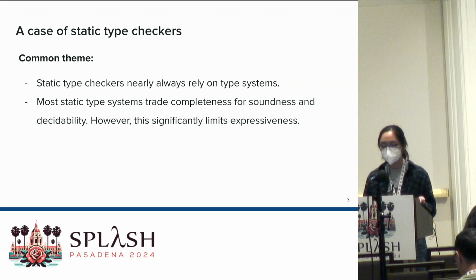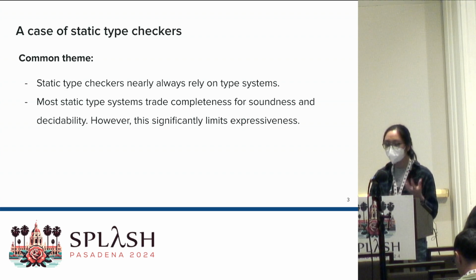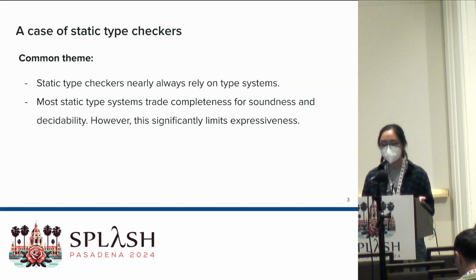Unfortunately, it is impossible for a type system to be sound, complete, and decidable at the same time, so a trade-off must be made. Many practical type systems today are sound and decidable, but sacrificing completeness leads to good programs being rejected, limiting the language's expressiveness.